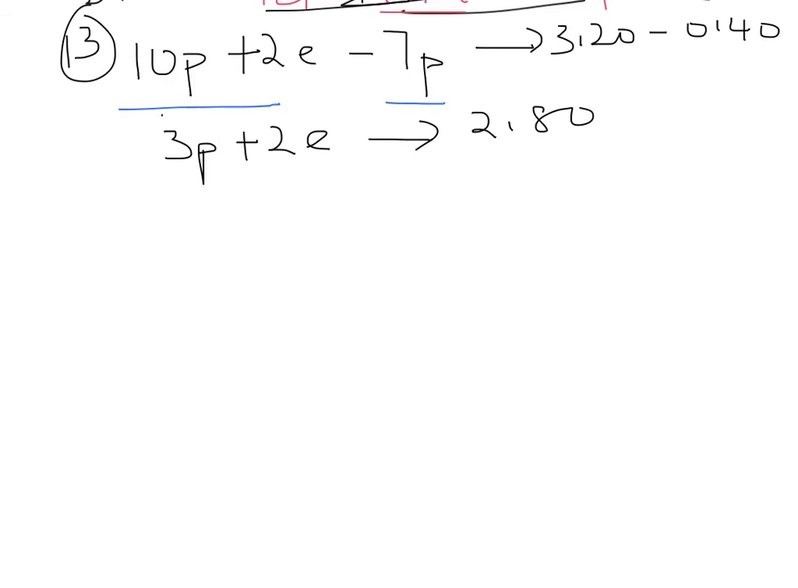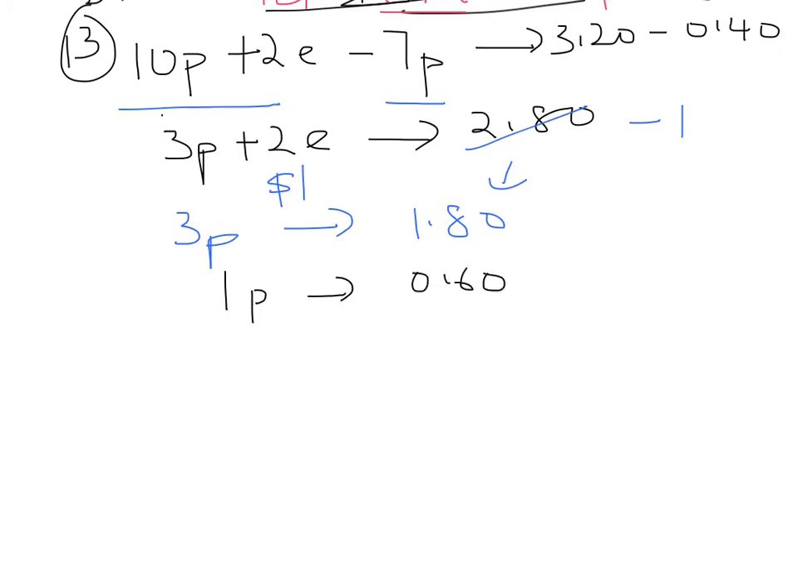We know that each eraser is 50 cents. So erasers, there's 2 here, so it must be $1. So 3 pens is equal to $1.80, $2.80 minus $1 equals $1.80. 1 pen, we're going to have 0.60. So the question A, how much does each pen cost? Answer, 60 cents.